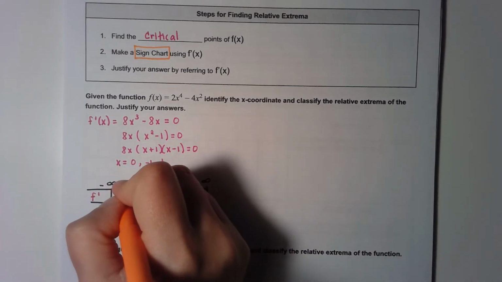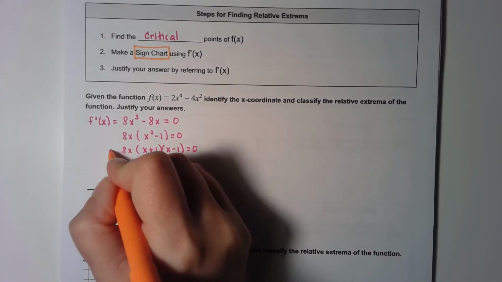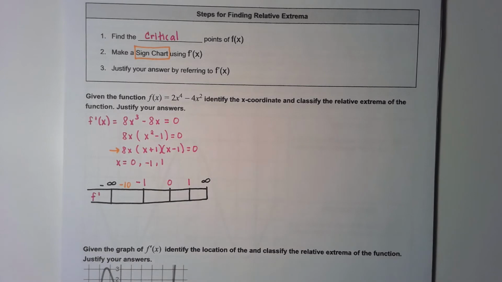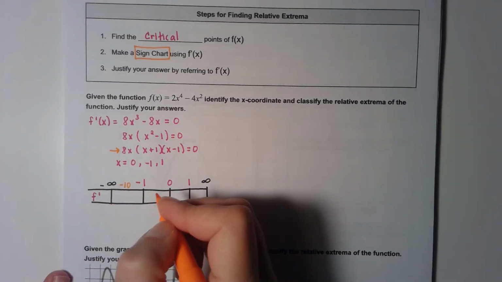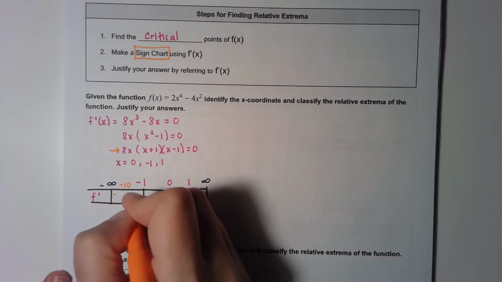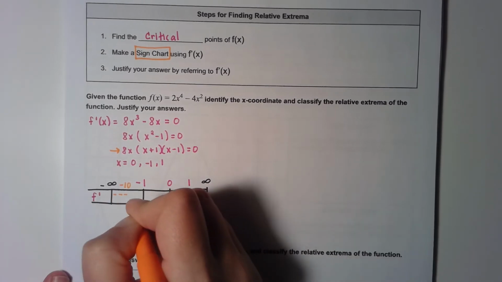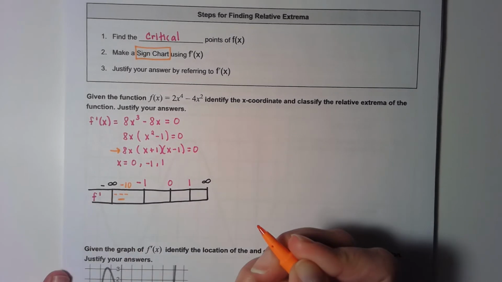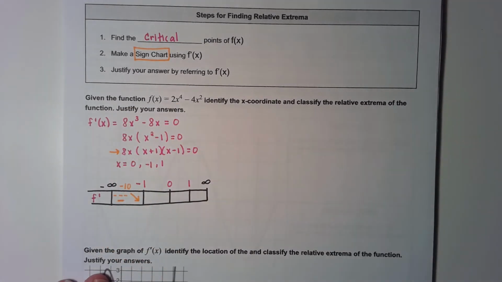If we were to choose a number, I would choose maybe -10. If I were to substitute that into the factored form of the derivative, which I think is always easier than trying to plug it into the original form of the derivative up here, I'm going to get a negative number times another negative number times another negative number. And three negatives make a negative. So this part of the original graph would have been going downhill. It would have been decreasing.